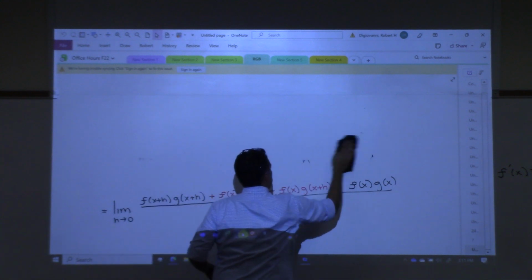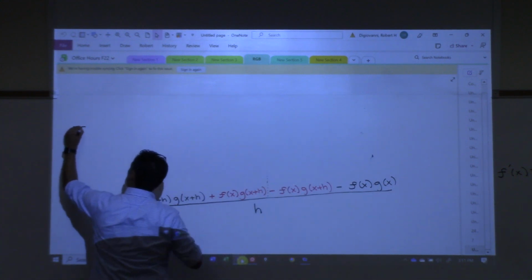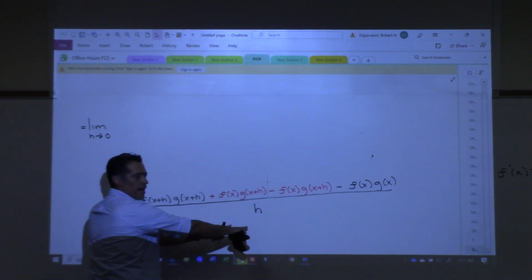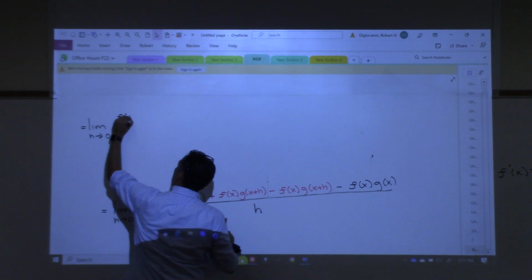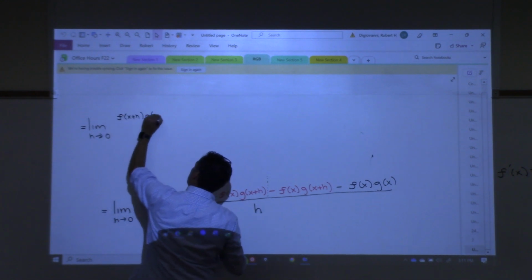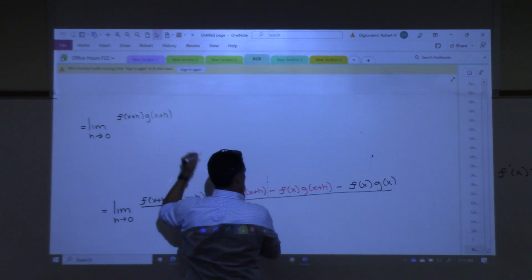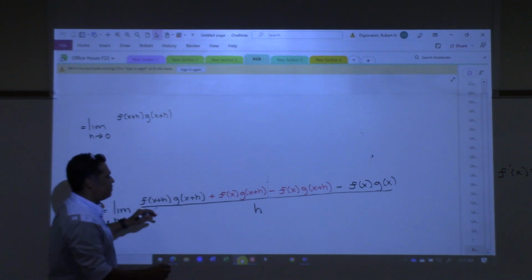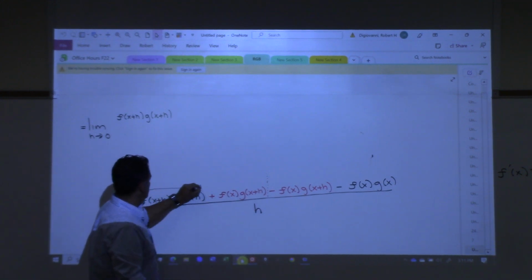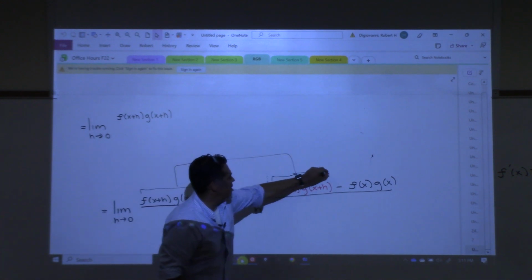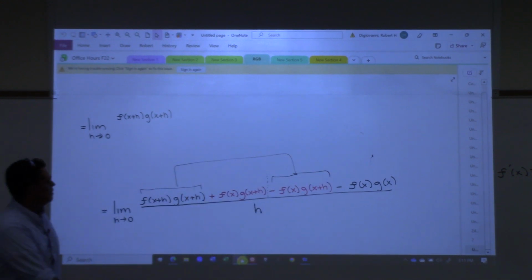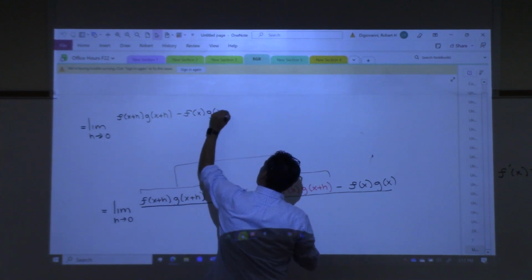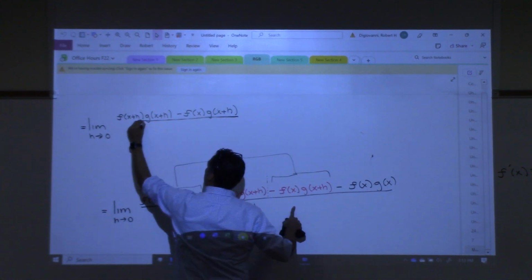I'm going to have the limit as h goes to 0, and then I'm going to have this and this over h. So it's going to be f of x plus h times g of x plus h. You know what? Let's do it this way. I think this will work out better for us. I can split this up any way I want. I'm going to do this and this one together, next to each other, and then put that over h.